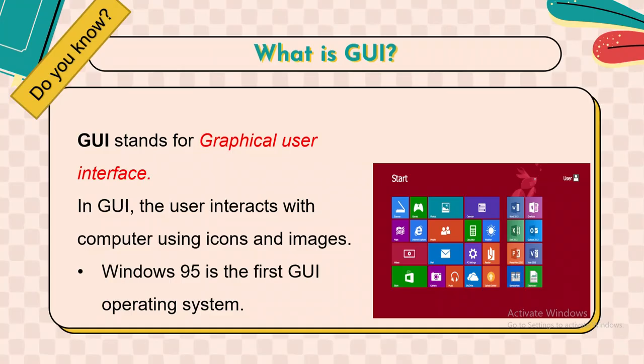Let's start with a small question. Do you know what is GUI? GUI stands for Graphical User Interface. In GUI, the user of the computer interacts with computer using icons and images. So it's very easy to use. Any user can use a computer system because it has a graphical user interface. Now, Windows 95 is the first operating system from the Windows which used GUI interface.